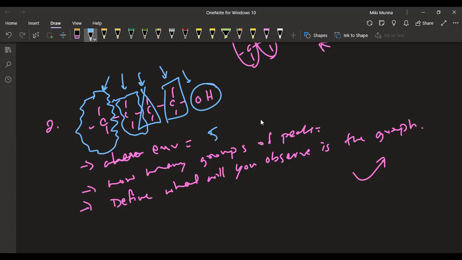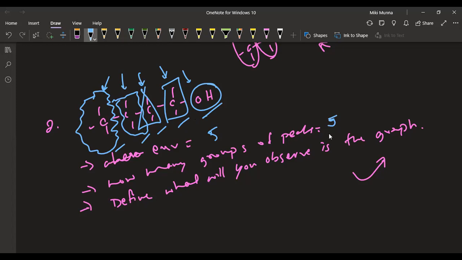Now how many groups should be there? Remember, for each chemical environment, there should be one group. That means here we should have how many groups? One is for this, one is for this, one. The number of chemical environments is the number of groups. So here we also have 5.